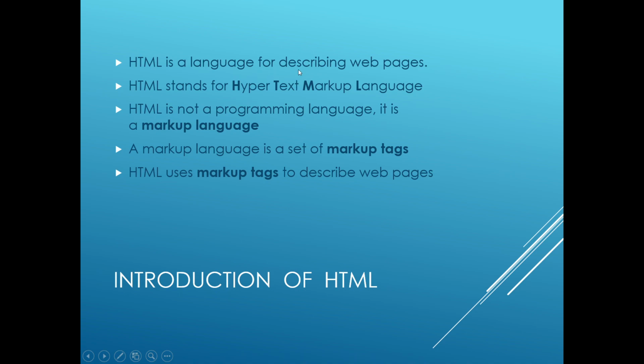HTML is a language for describing web pages. HTML stands for Hypertext Markup Language. As you can see, the first letters of every word, HTML, is the short form of Hypertext Markup Language. HTML is not a programming language, it is a markup language. A markup language is a set of markup tags. HTML uses markup tags to describe web pages. Let's move to the further slides.